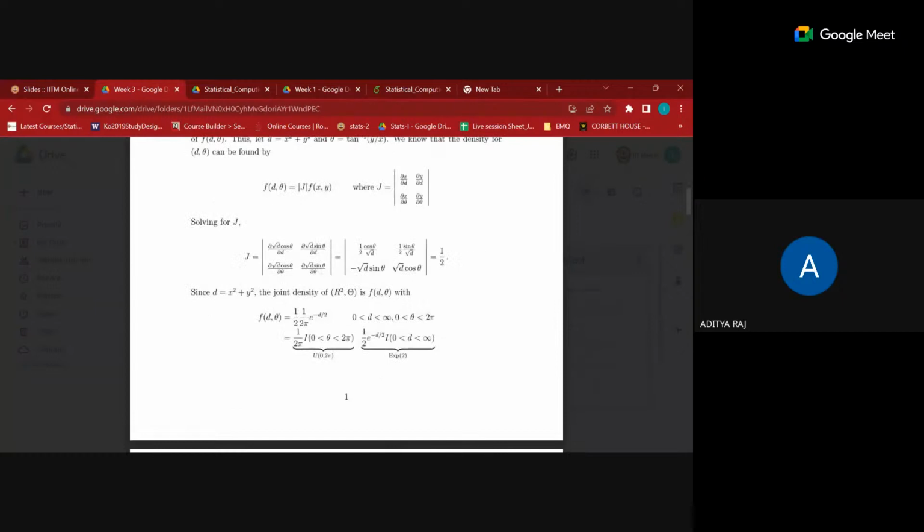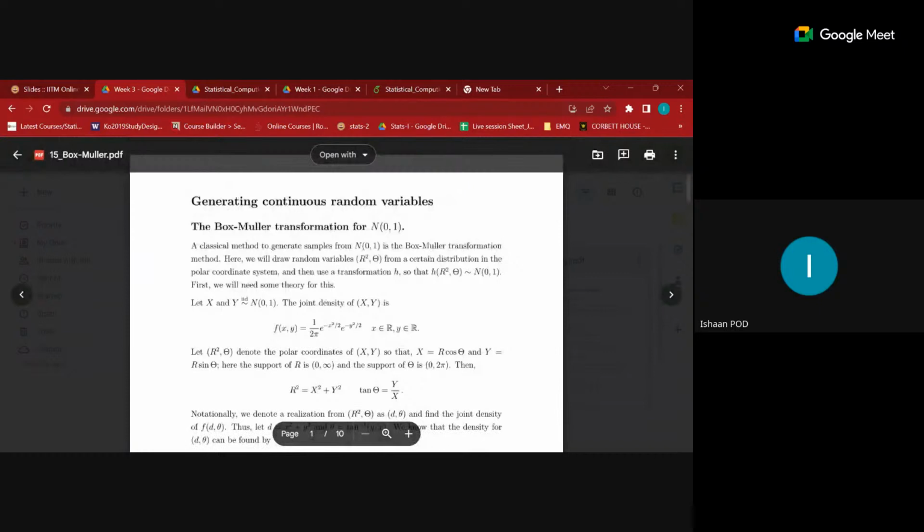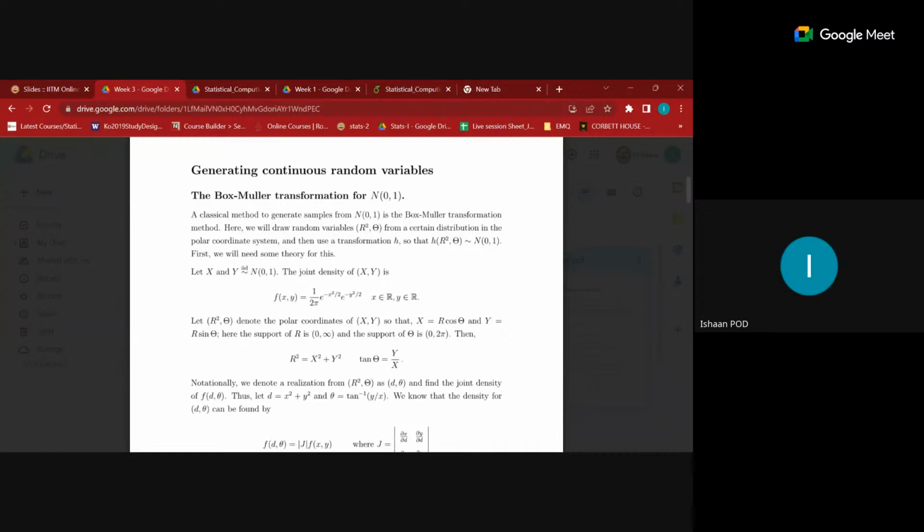Okay, yeah. So, Box-Muller we generally use to generate samples from the standard normal distribution. Standard normal, I mean the mean is 0 and the variance is 1. So what Box-Muller does is generate your samples in pairs. It won't generate a single sample, it will generate two samples at a time.